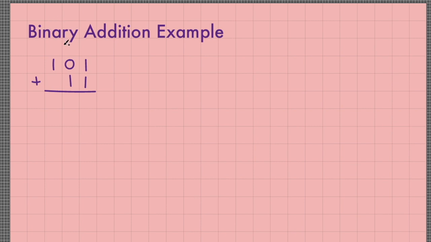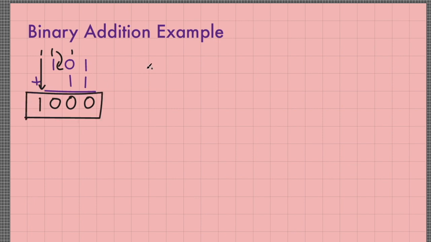As an example, let's try to add the binary number 101 to binary number 11. 1 plus 1 is equal to 0 with a carry of 1. Next, 1 plus 1 is equal to 0 with a carry of 1. Finally, 1 plus 1 is equal to 0 with a carry of 1, which I will directly write in this leftmost bit. So this is our final answer.